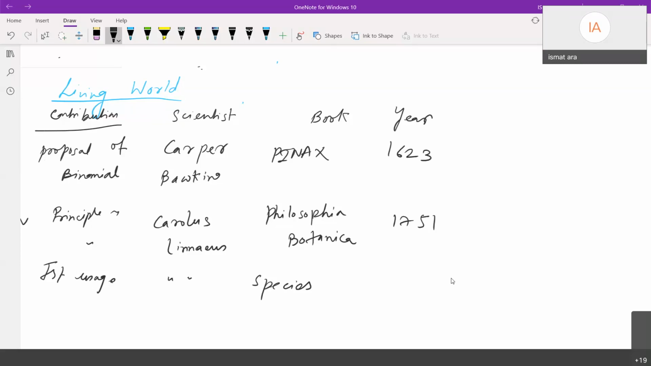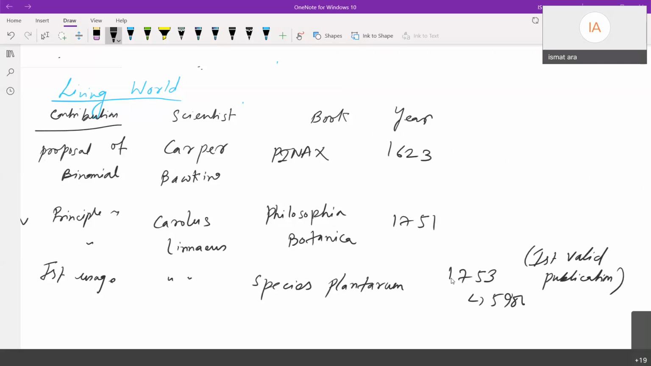Species Plantarum. Okay. In the year 1753, it was the first valid publication. You know, 5,900 plants were given in the nomenclature. 5,900 plants.